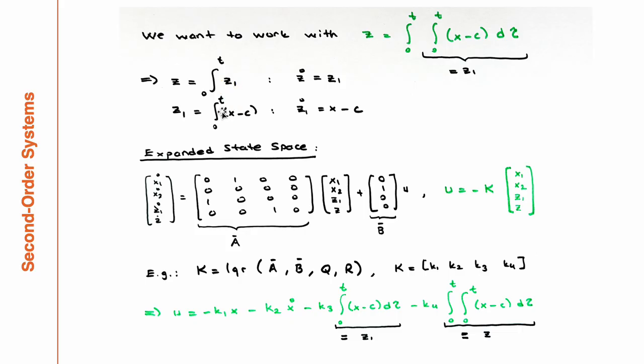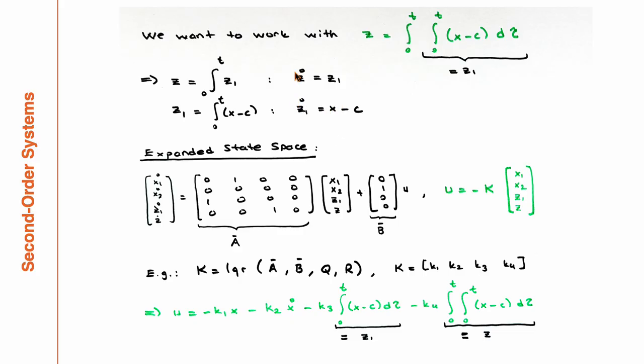So I have two first-order integral equations, so I am going to take their derivatives. z dot becomes z1. z1 dot becomes x minus c. If you have 3 integrals, you need to take 3 derivatives instead of 2. The story goes like this.